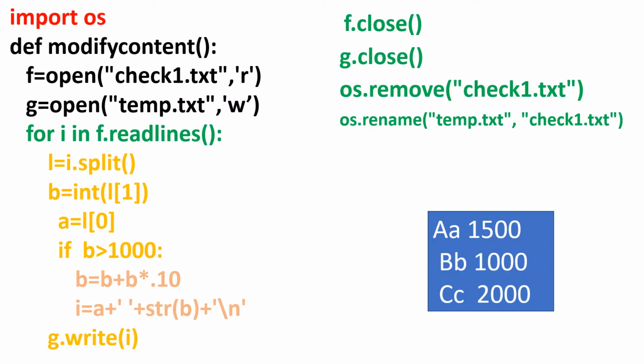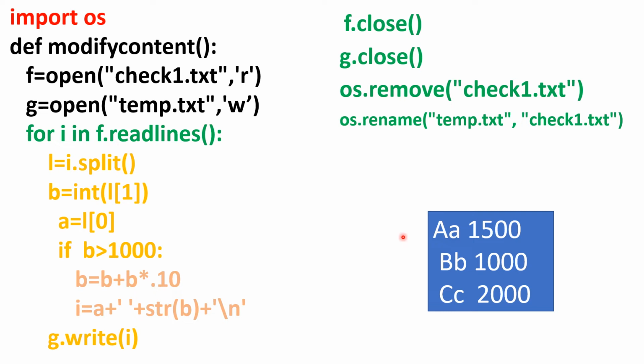In this solution, firstly we will import the os module. Then this is the function header. def is the keyword, and modifier2 is the name of the function. Here we are opening two files: check1.txt, which contains the records, and temp.txt, opened in write mode to copy down the data after modification.